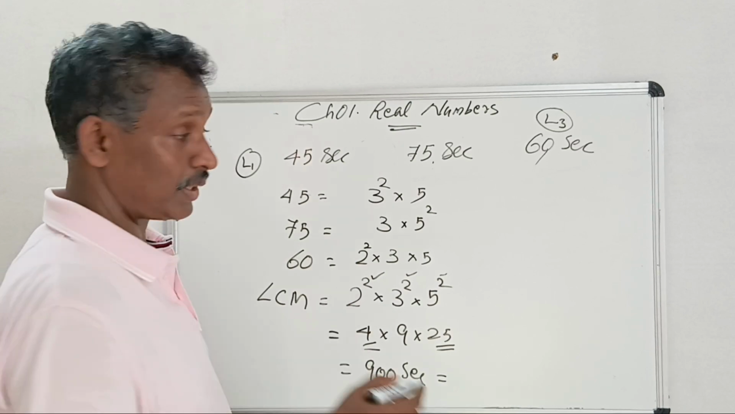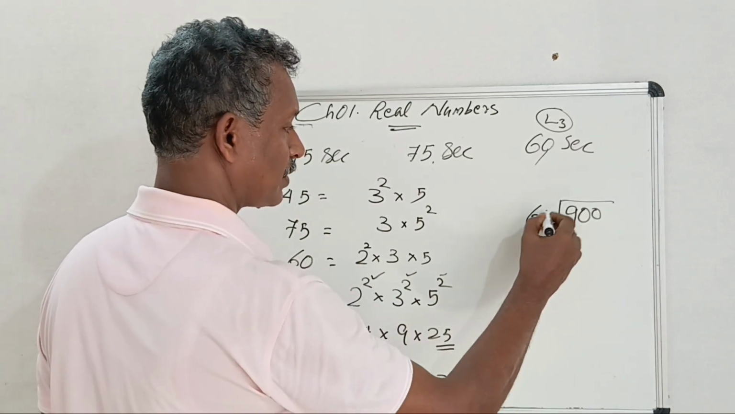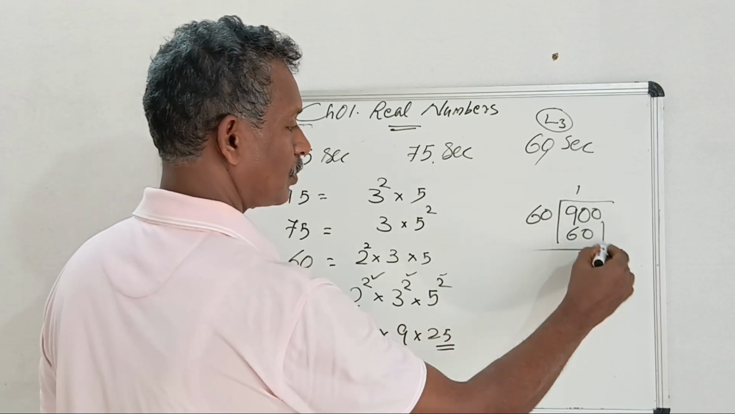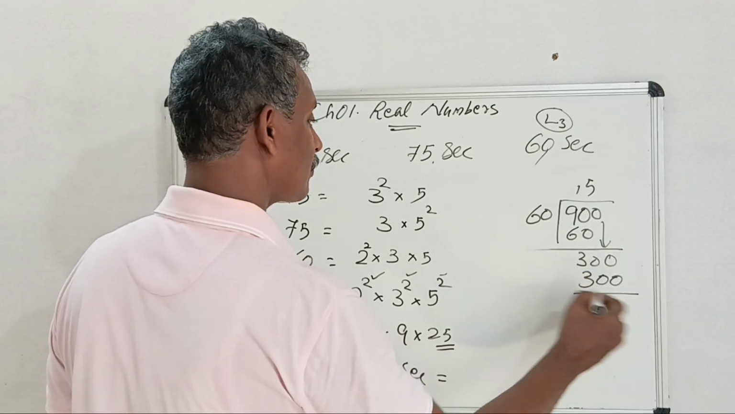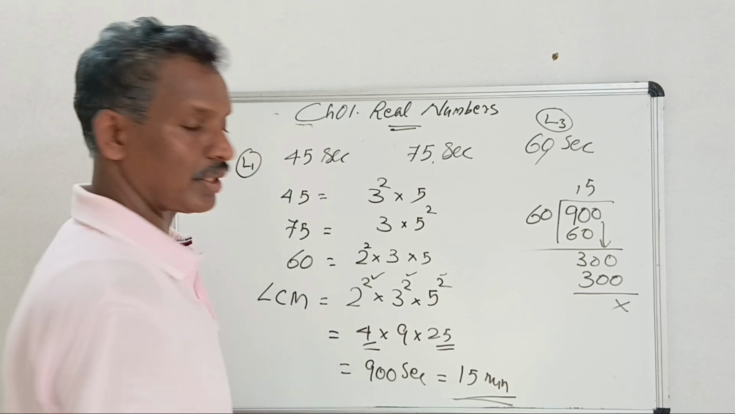60 seconds will make 1 minute. So you divide 900 by 60. 1 times 60 is 60, and 30, one more 0 is coming. It is 15 minutes. After 15 minutes they will ring together.